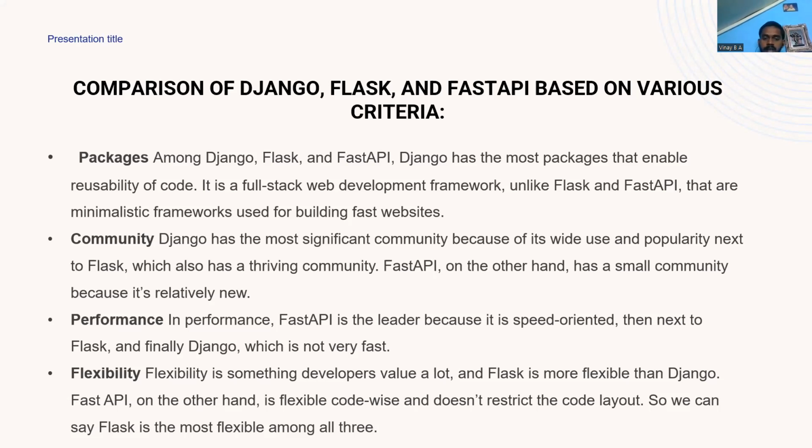Performance-wise, Django is very high level, and compared to it, FastAPI and Flask are much lower. Then flexibility, which some developers value a lot. Flask is more flexible than Django and FastAPI. On the other end, flexible code means the framework does not restrict the code layout. So we can say Flask is the most flexible among all of these.